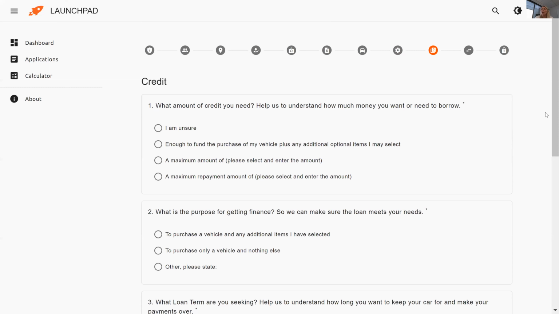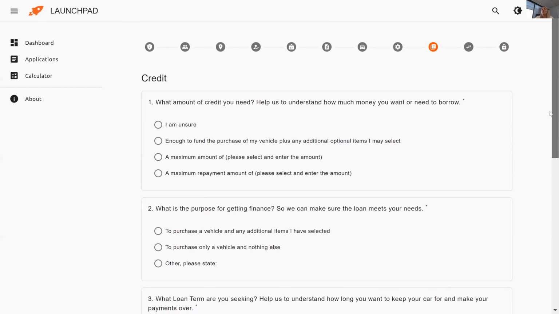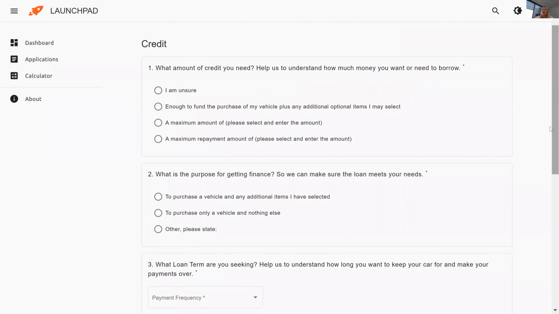So what amount of credit do you need? Help us understand how much money you want or you need to borrow. Some people are going to go, I'm unsure. Others are going to go, they just want to borrow enough to pay for the vehicle that they're purchasing on your yard. Otherwise, please provide a maximum amount.